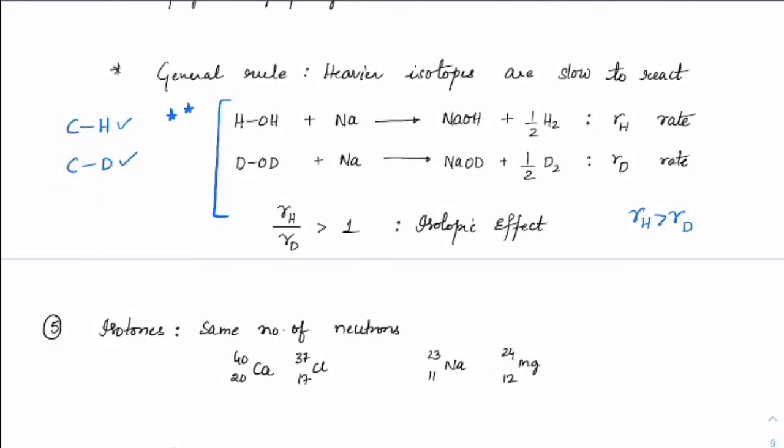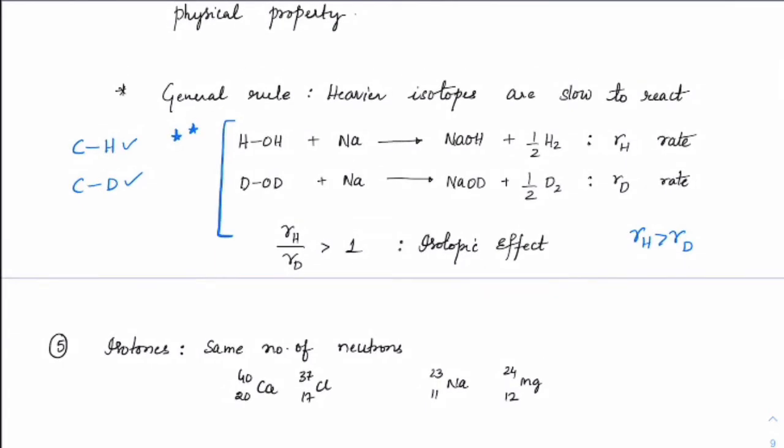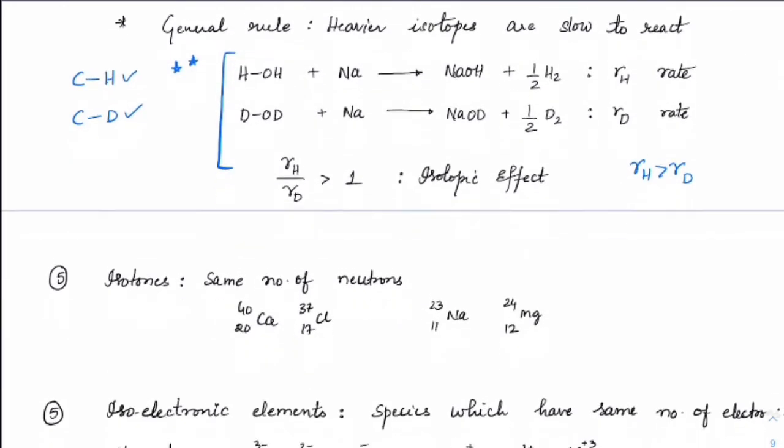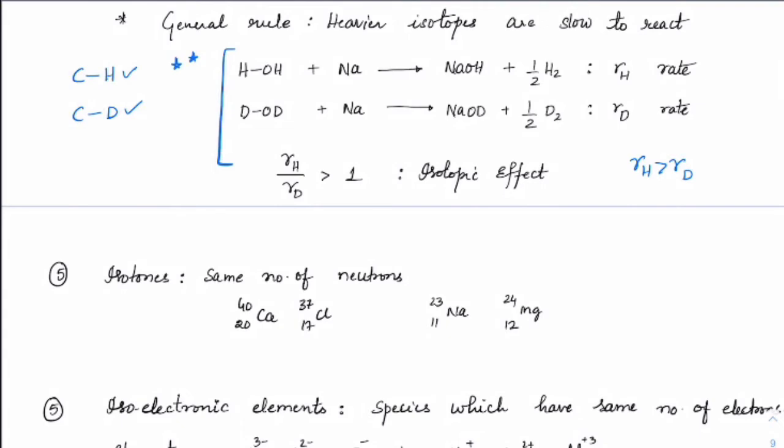Okay, and the logic is heavier isotopes will strongly bond, and hence they react slow because it requires more amount of energy to break the bond. Are you with me on this, guys? So be aware of that isotopic point here. Okay, isotopic effect.